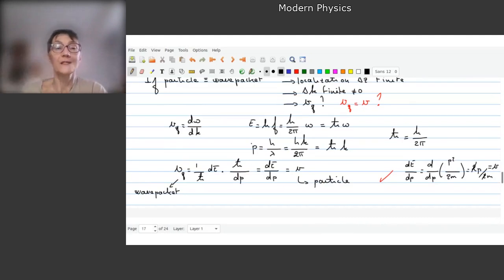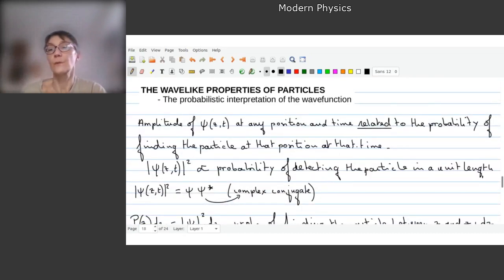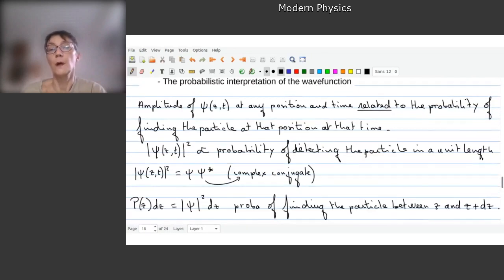And so now we would like to know exactly how we are going to make predictions, for example, how we are going to use it to describe the particle in its wave-like behavior. What we can see is that the amplitude of this wave function, I remind you, this is the wave function, at any position and time is related to the probability of finding the particle at that position, at that time.